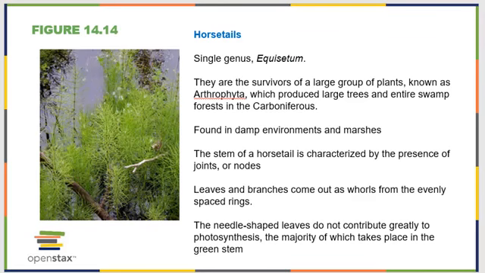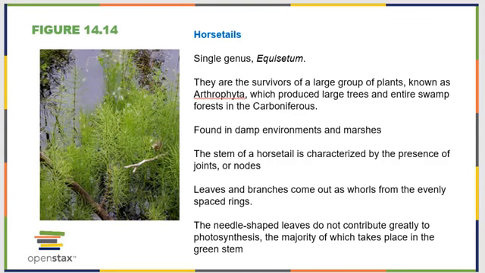Horsetails are also seedless vascular plants. There's just a single species of them. They used to kind of dominate the world too, back in that Carboniferous period. Nowadays, we find them in damp environments and mosses. The stems of horsetails have these really neat little nodes. It looks like branches, like you see on a normal tree, but they don't have that much specialization.